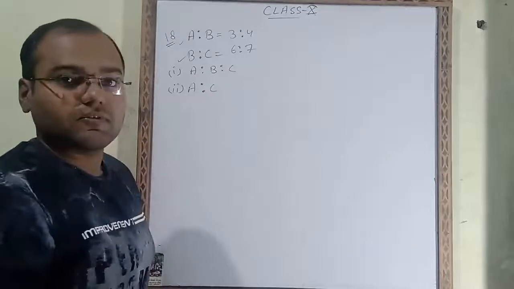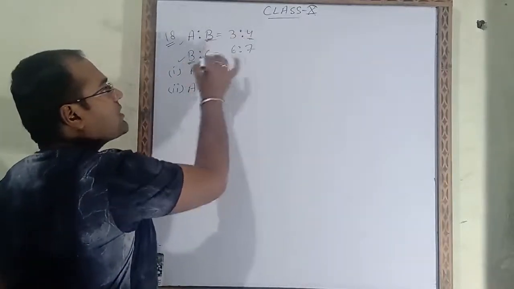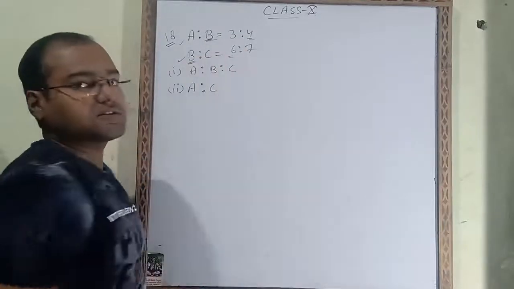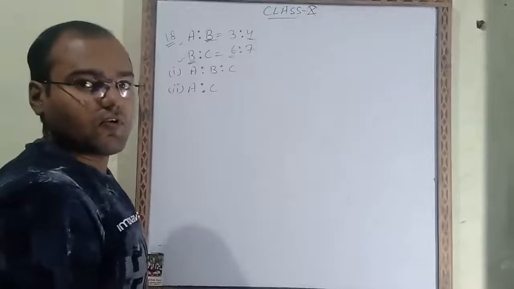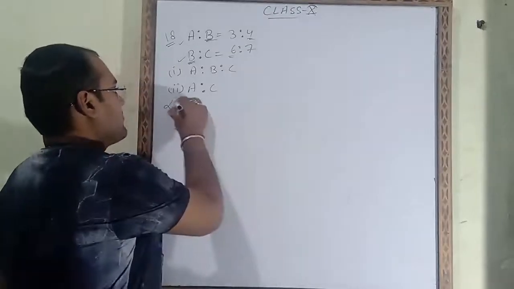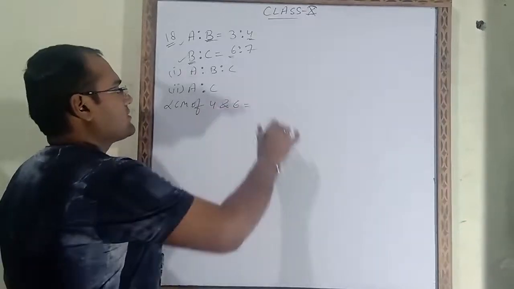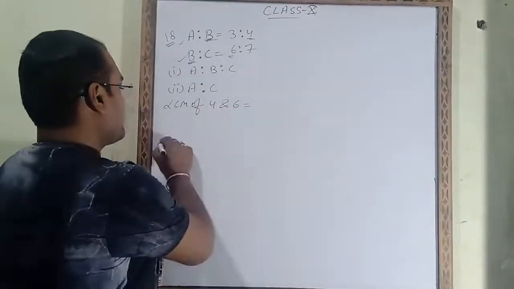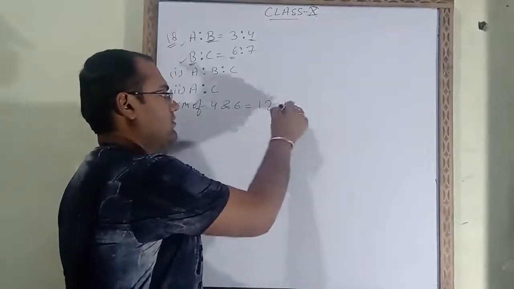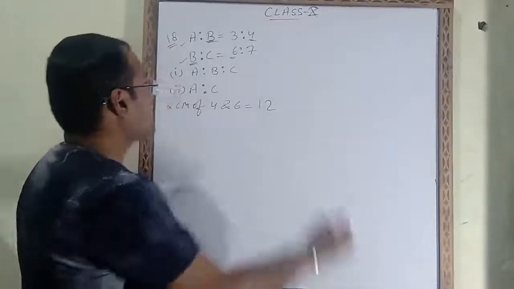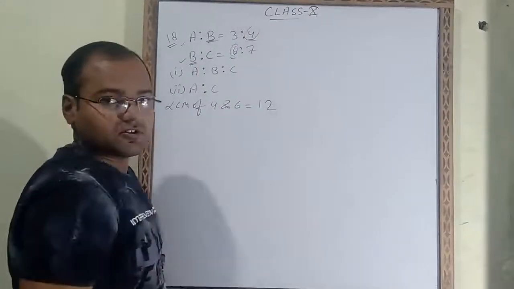In both the ratios we will observe that B is coming. Value of B here is 4 and value of B here is 6. So what will be the first step? We will find the LCM of 4 and 6. LCM of 4 and 6 is 12. Now what will be the next step? These two B values we have to make 12.